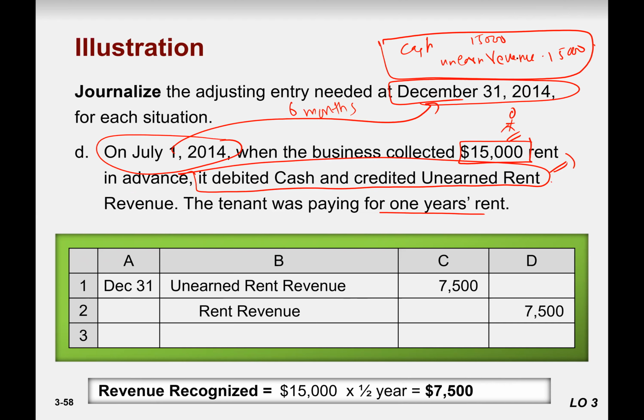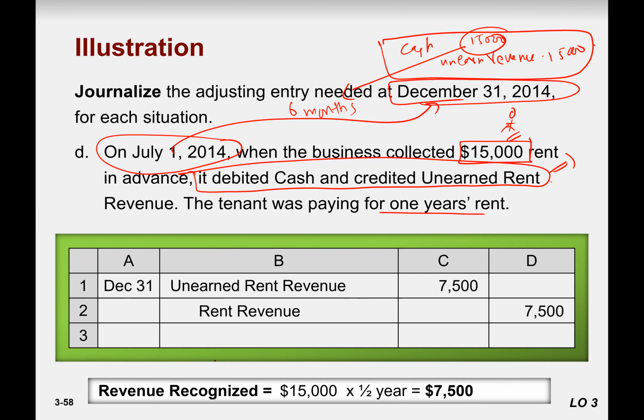But since 6 months of services we performed, right? Then we are entitled to receive the money according to 6 months of our service, because we are in the renting business. So that's why the entry would be half year's rent, and the entry would be unearned revenue, rent revenue.